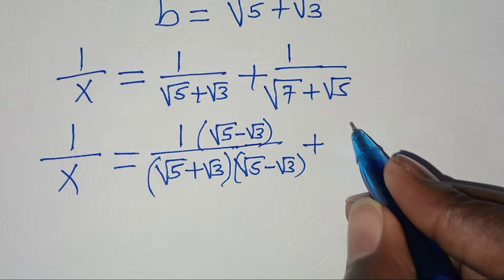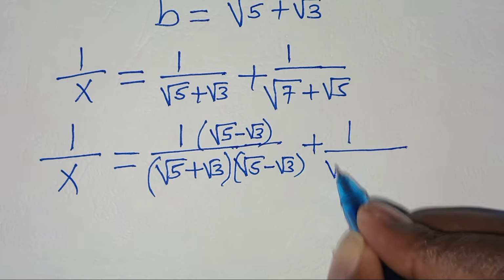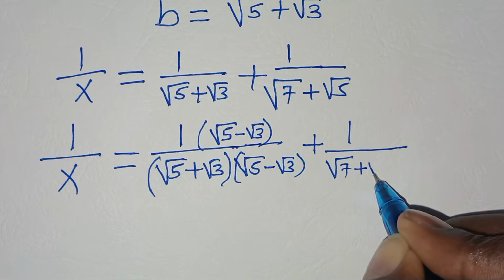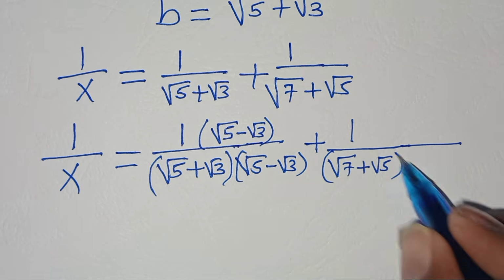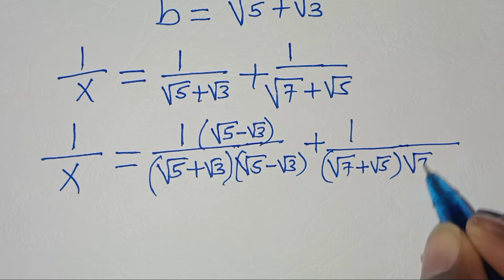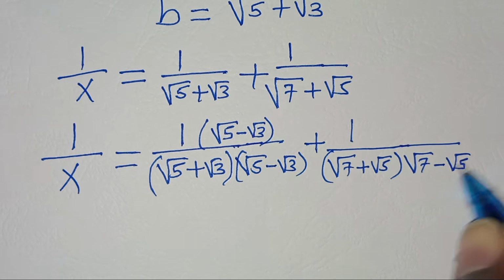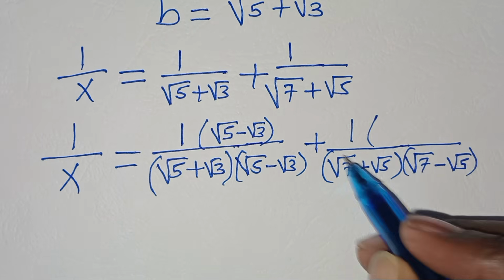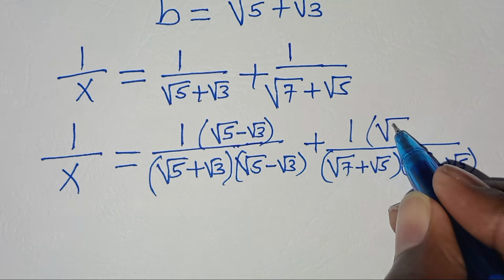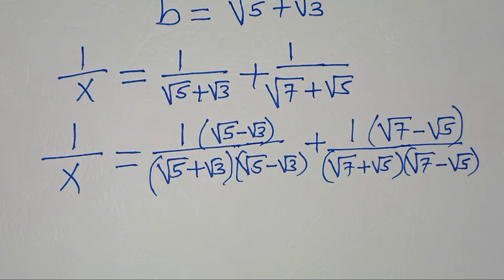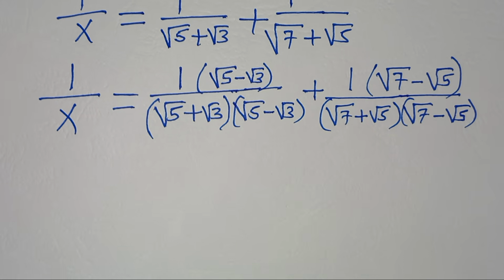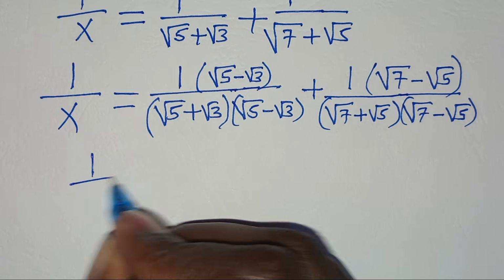Now here we have 1 over root 7 plus root 5. Let's rationalize also here. We have the square root of 7 minus the square root of 5. Again, we multiply the numerator here by the square root of 7 minus the square root of 5. Okay, now this is 1 over x.